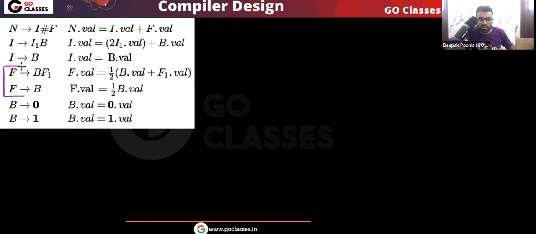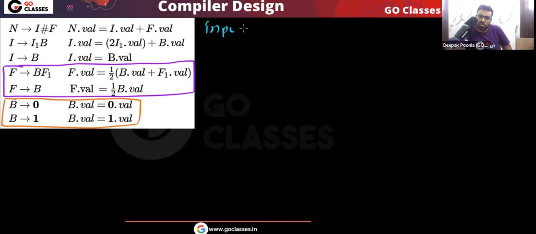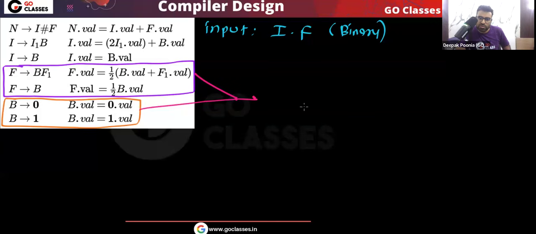Or let me do it like this: these two and these two, how they are converting the fractional part to decimal. Okay, so basically your binary input is I dot f. This is your binary input. Now you can see that using these two rules, what we are doing is finding the decimal of the fractional part. Okay, of the fractional part, correct?